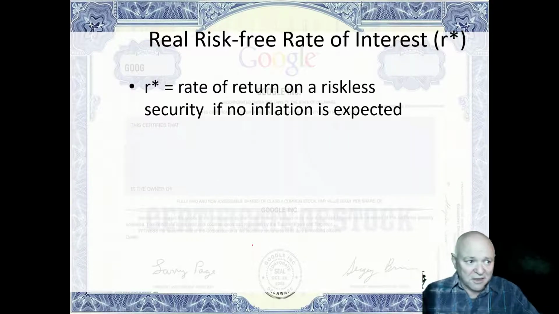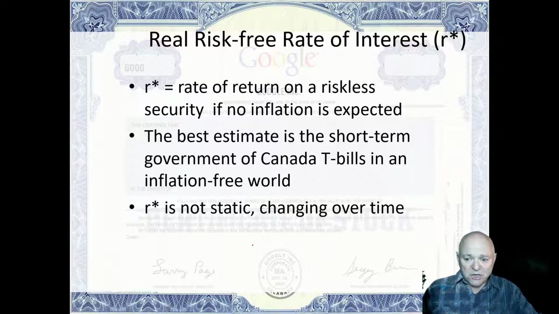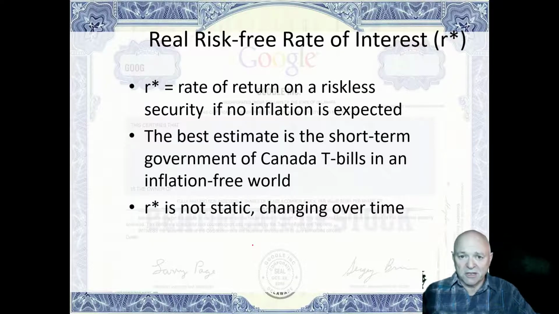So going over these one at a time, we know that the real risk-free rate of interest is the rate of return on a risk-free security with no inflation. The best way of estimating this, because inflation happens with time, is to take a look at a very short-term Government of Canada or U.S. government or other government Treasury bill in an inflation-free world. That number changes constantly. There's an auction process that happens in real time. So while we have a stated target of, say, 25 basis points at the moment, it might be 20 basis points or 30 basis points, depending on which point in the day we check.